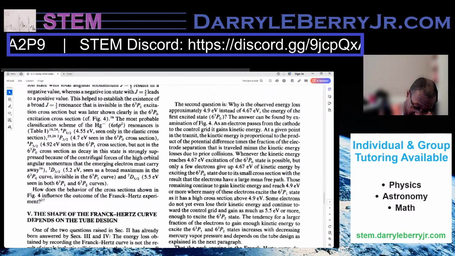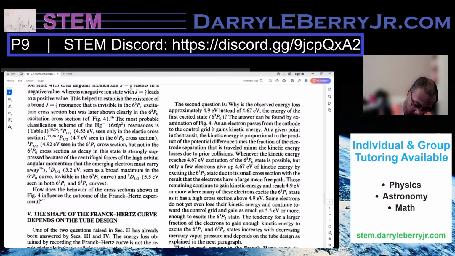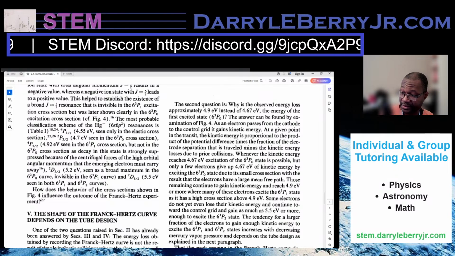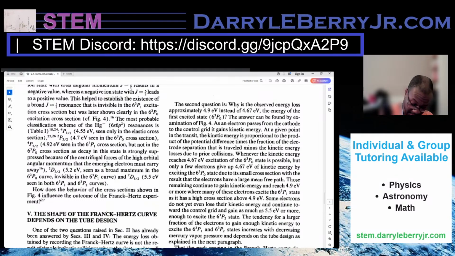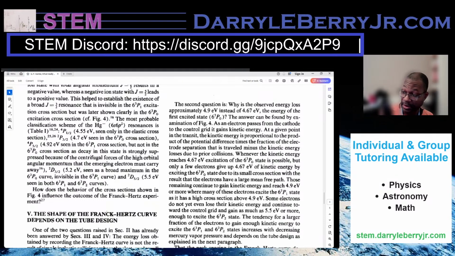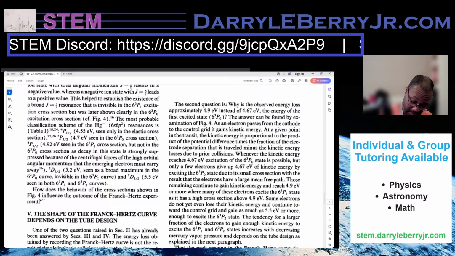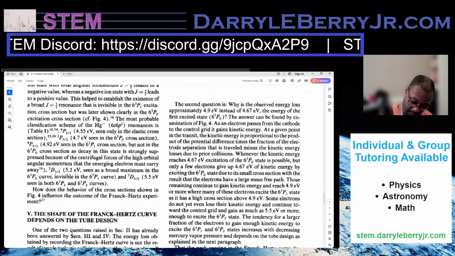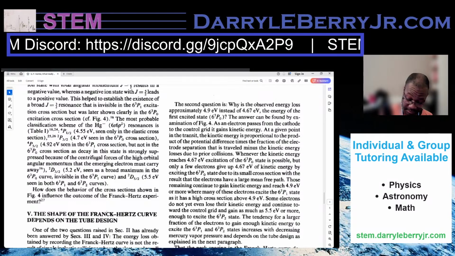So 4.67 is small. So the 4.67 is the 6-3 P0 state. However, the 4.9 electron volt has a larger cross-section, and that is the 6-3 P1.